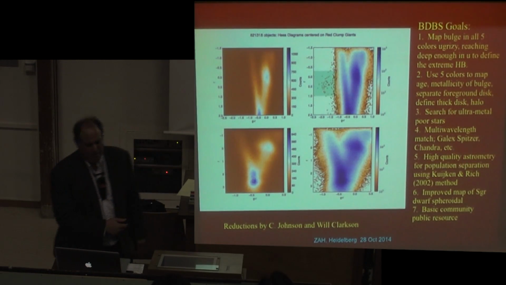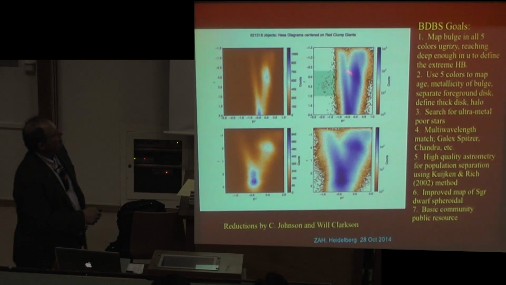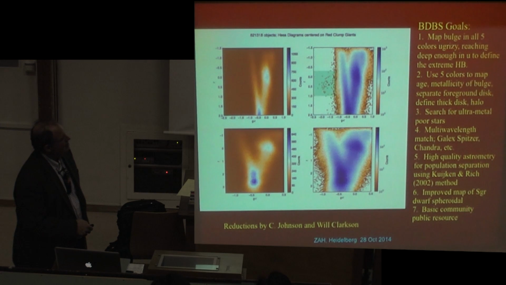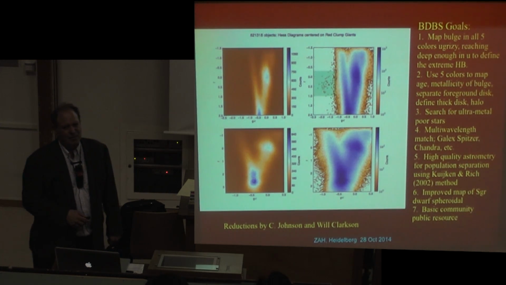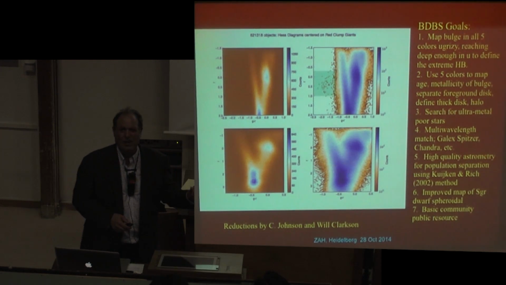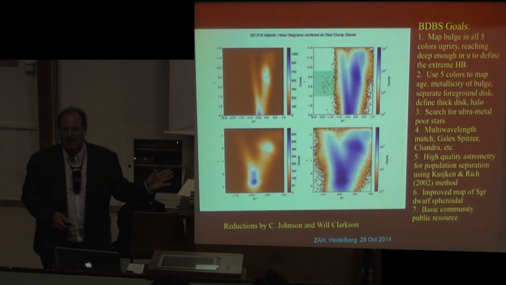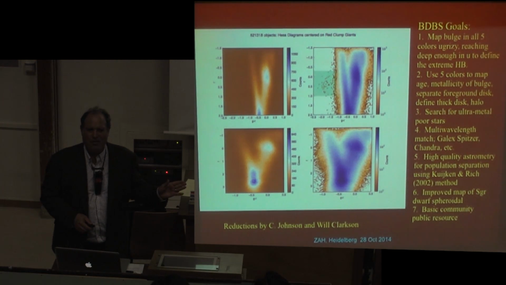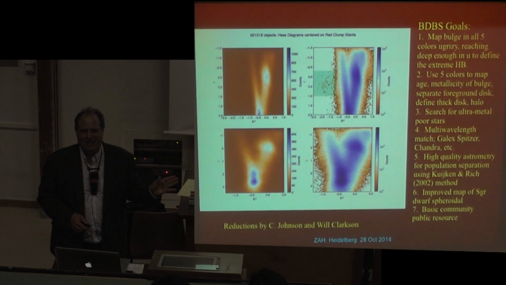Here is a color magnitude diagram, preliminary. Here's the main sequence turnoff, the red clump. This is possibly where we see blue HB stars. We have U, G, R, I, Z, and Y. So in contrast to VVV, we extend all the way to the U, where we really hope to see the faint blue horizontal branch. The data are now standing at 5 terabytes.